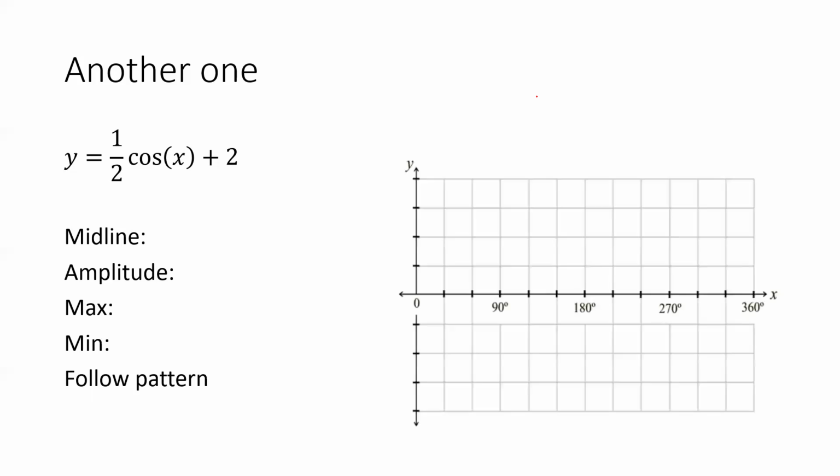So again, our first step is to start at our midline. Our midline is that last number that we see in our equation. So in this case, our midline would be at 2. So I'm going to plot a line at 2. That just tells me that's where all my middle values are going to go.